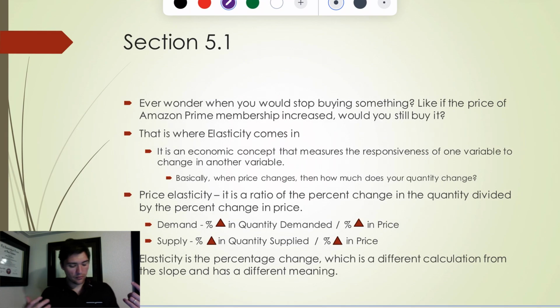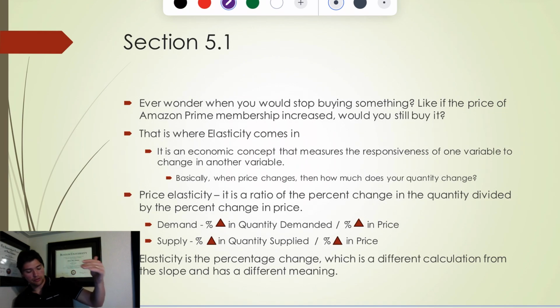Now, have you ever wondered when you would stop buying something? Like, for instance, if the price of an Amazon Prime membership had increased, would you still buy it? The law of demand would say that you would buy less, and that could be true, right? But what if the price increased again? Do you buy it this year, or do you not buy it this year? Basically, what is that point where you decide not to buy it?